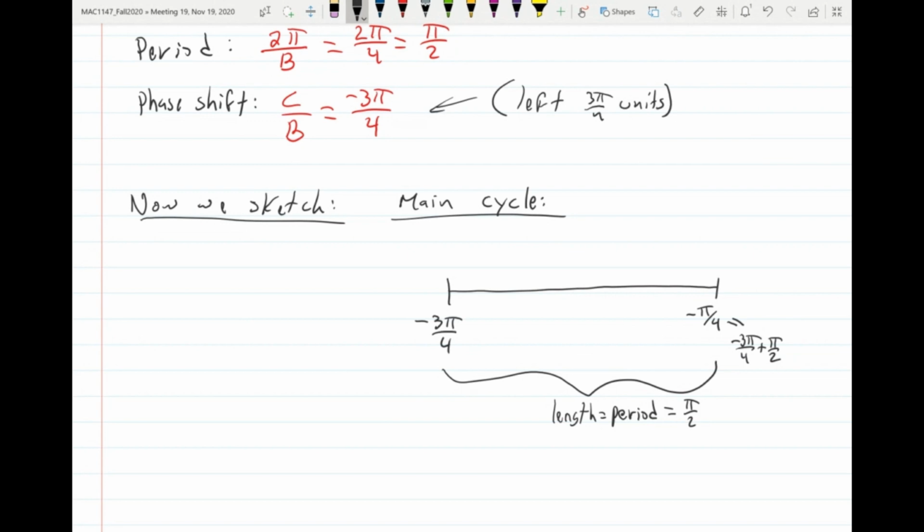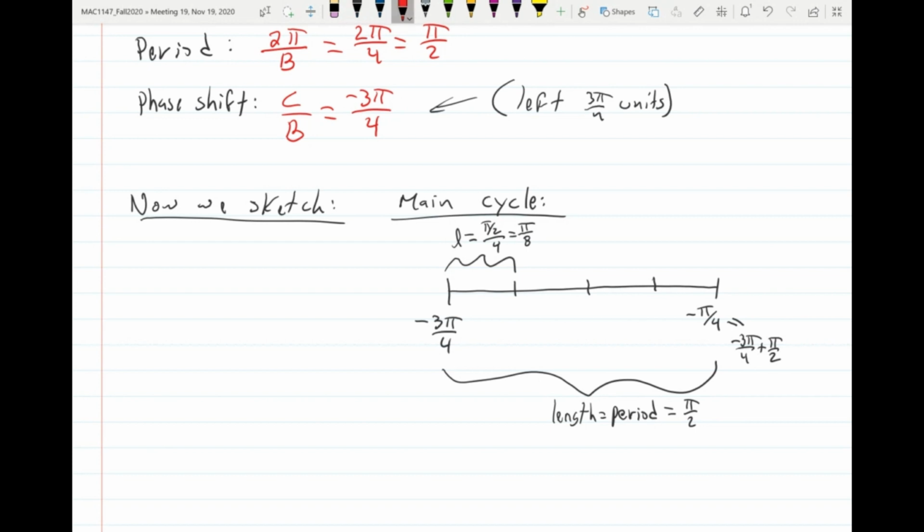Okay, so once you know where to begin and where to finish, then for the other points, remember we split into 4 equal pieces, and the length of each piece is always the period divided by 4. That's pi over 2 divided by 4, which is pi over 8. So to figure out the next points, we just keep on adding pi over 8. To do this quicker, my advice is to write everything with denominator 8.